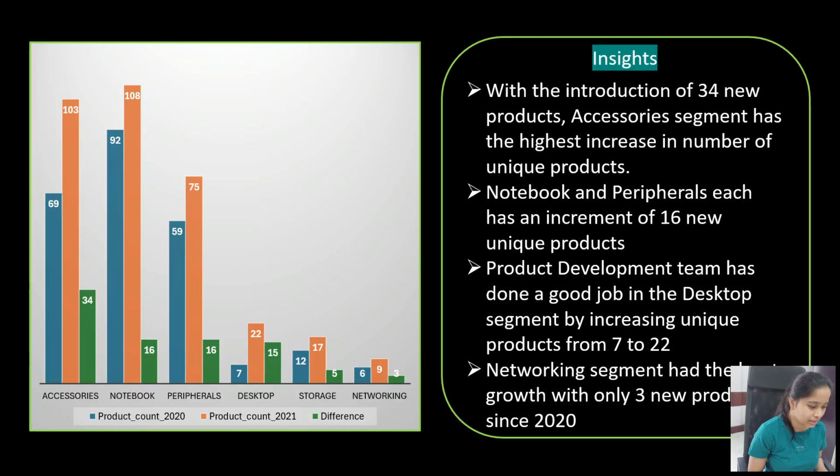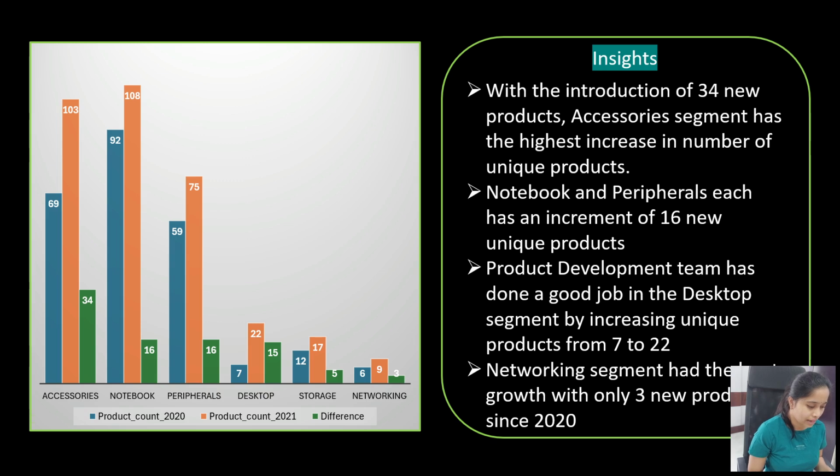So we find that with the introduction of 34 new products, accessories have the highest increase in unique products, and notebook and peripherals have an increase of 16 new products. The product development team has done a good job in the desktop segment by increasing from 7 to 22, which is a rapid increase considering the base of 7.